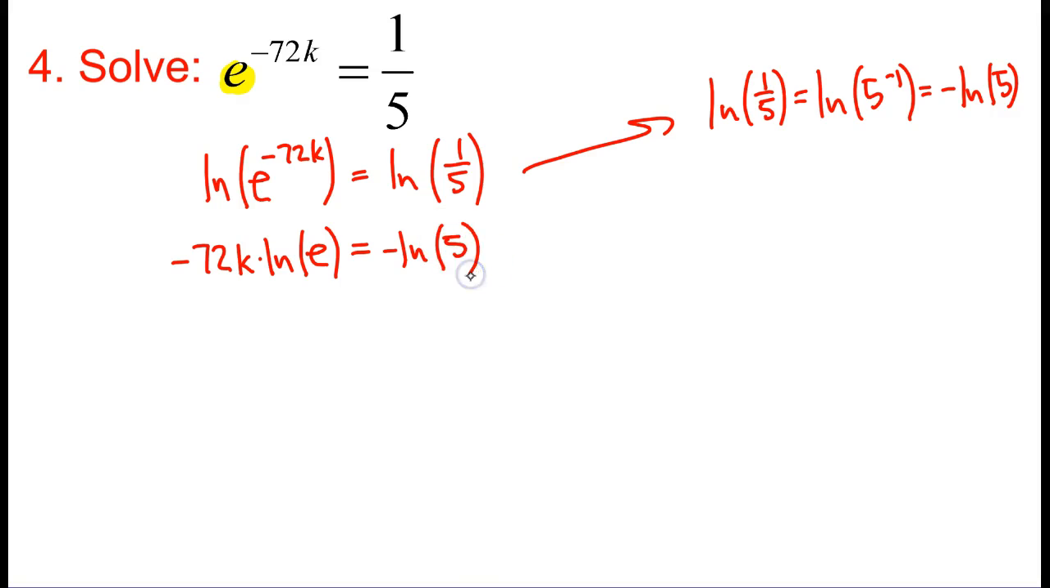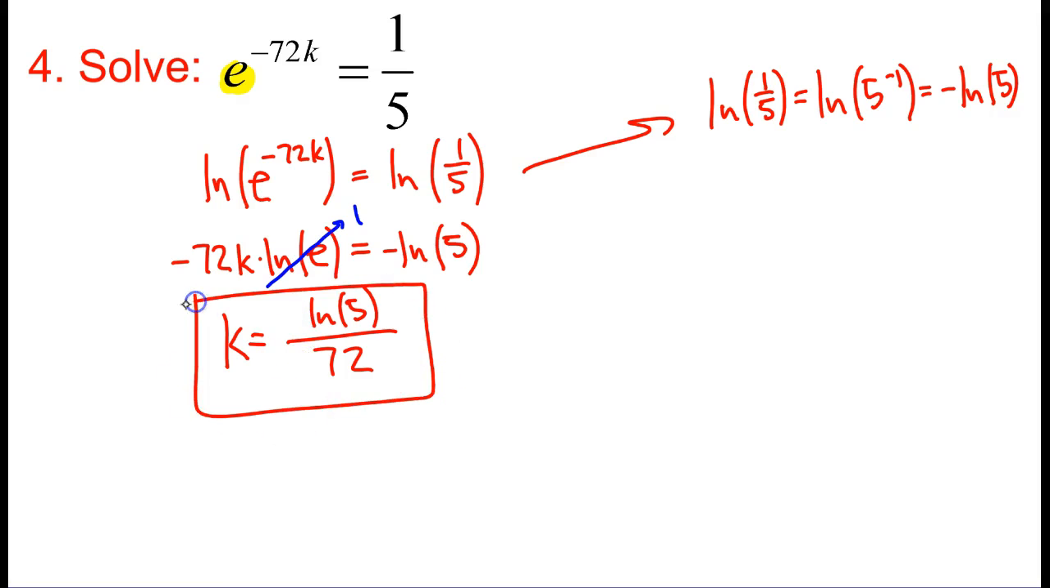Okay, so now I have an equation that I have to solve for k, and it's actually going to be pretty easy. This term right here is equal to 1. Think of it as: what exponent do you have to put on the number e to get e? Well, it's 1. So that means k is simply going to be equal to the negative natural log of 5 divided by negative 72, and those two negative signs will cancel each other out. So our final answer is ln of 5 over 72.